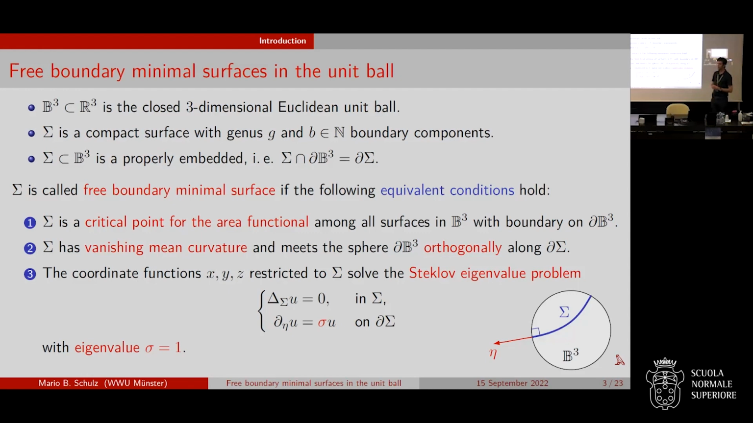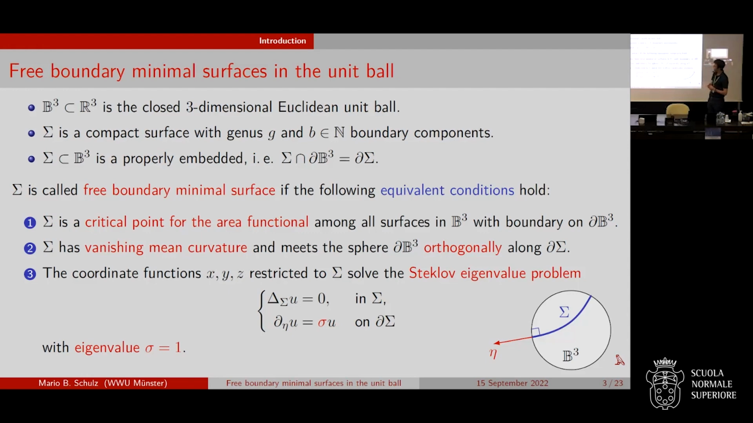And most of the time we will assume that such a surface sigma is properly embedded in the Euclidean unit ball. So properly embedded in this case simply means that the boundary of sigma sits on the unit sphere, right? So sigma is only touching the unit sphere along its own boundary, right? So sigma intersected with the boundary of the ball is exactly the boundary of sigma itself. Yeah? That's what properly embedded means here. So we do not allow interior points of sigma to touch the boundary of the ball.